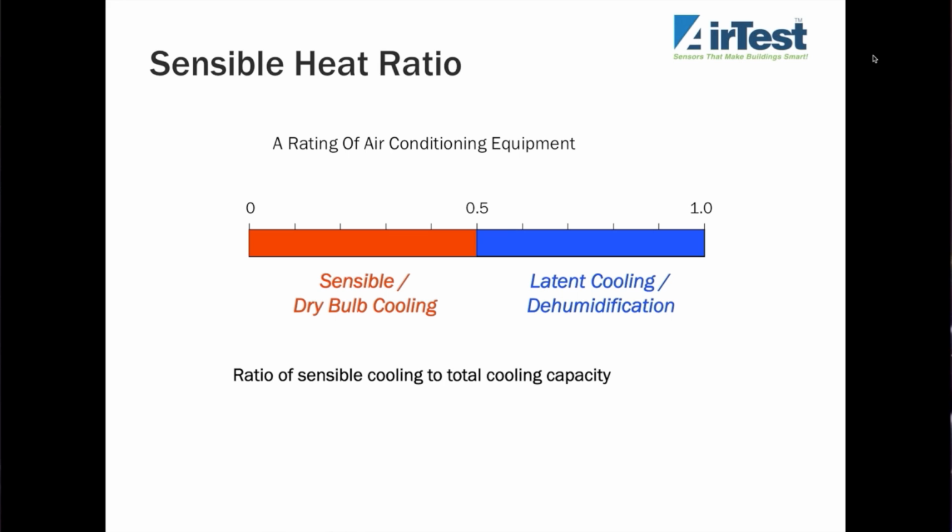Now, just to give you a bit of background, we should understand what's happening in buildings today and how that affects some of our control strategies with regard to moisture. I don't know whether you're familiar with the term sensible heat ratio, but this is a rating of air conditioning equipment that speaks about the ability of the equipment to cool the air by lowering the temperature versus its ability to provide latent cooling or dehumidification to reduce the moisture. So the sensible heat ratio is a ratio of sensible cooling to total cooling capacity.